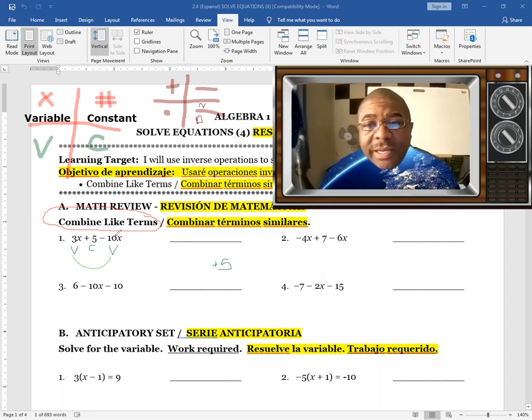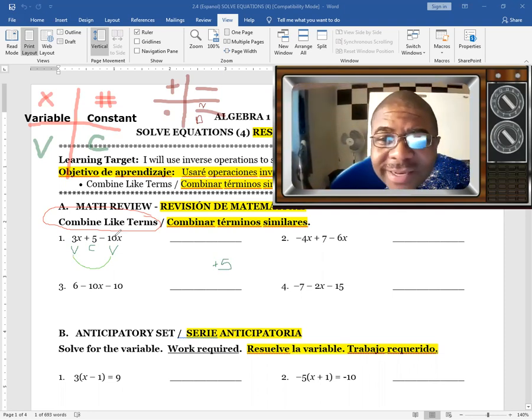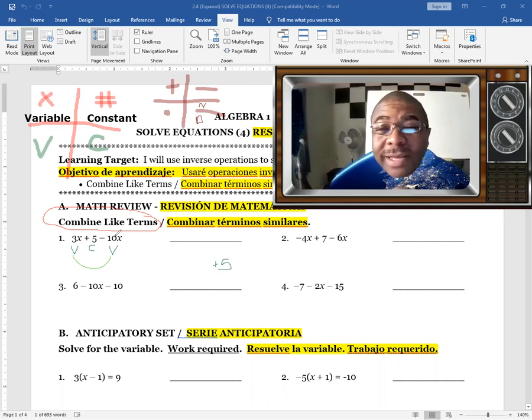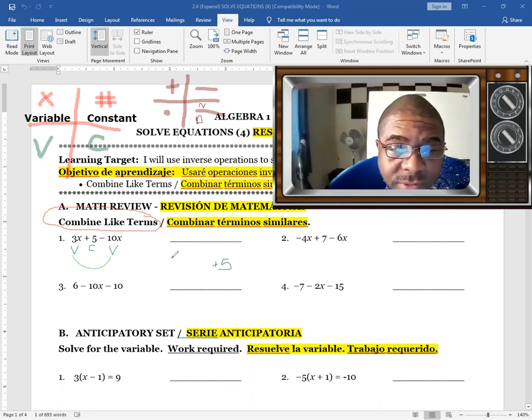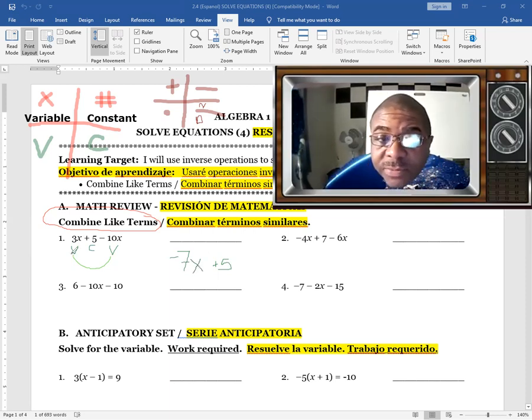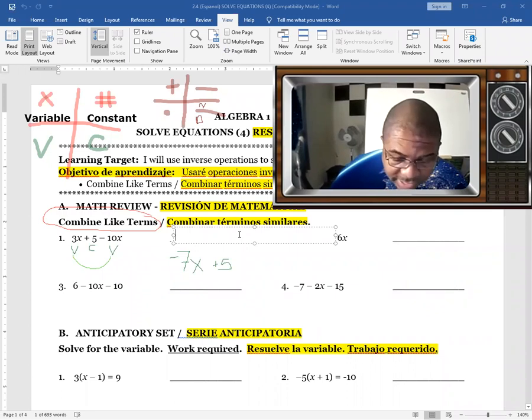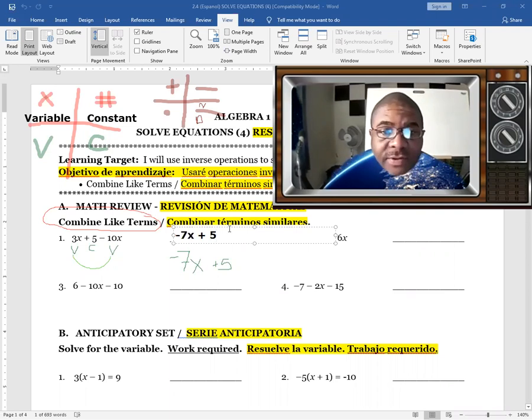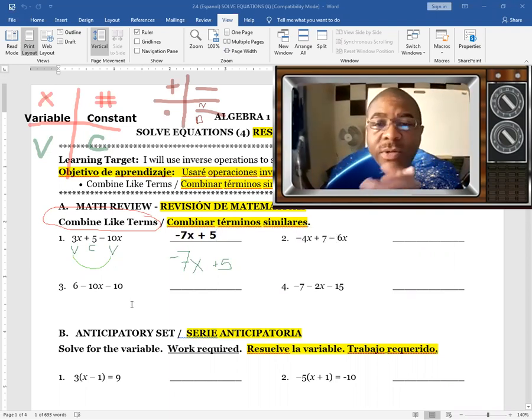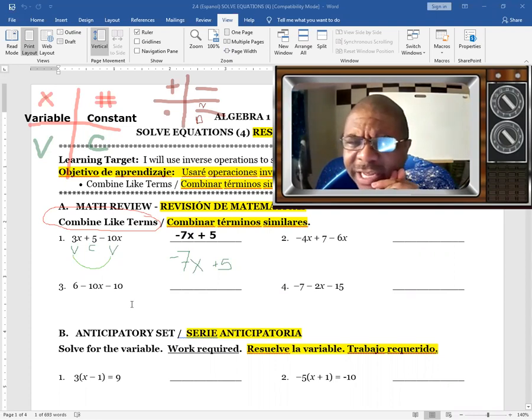In your handy dandy calculators, you can type in 3 minus 10, and you're going to go into the negative numbers. So hopefully you remember your negative numbers. That's going to give you negative 7, and it's negative 7x because it's part of the variable family. So your correct answer is going to be negative 7x plus 5. That's your answer. Let's do number 2. I like number 2, but I think I want to go with number 4.